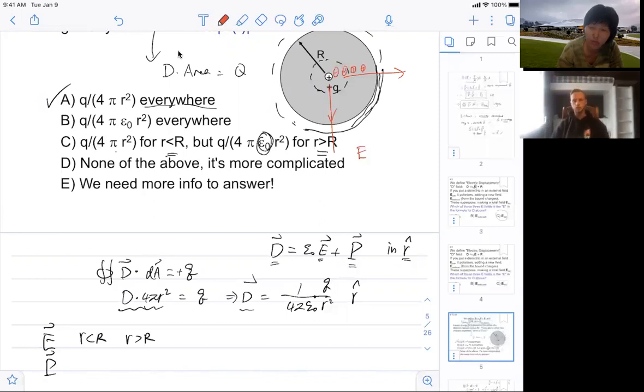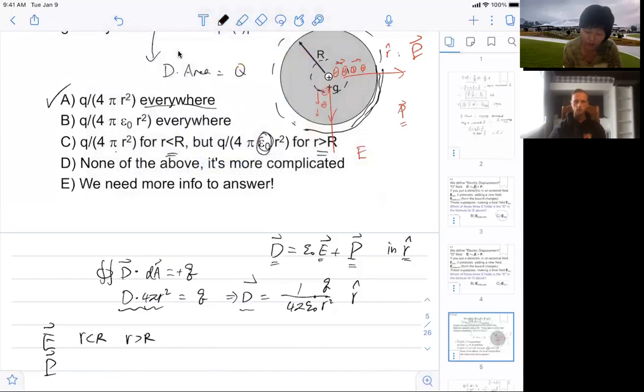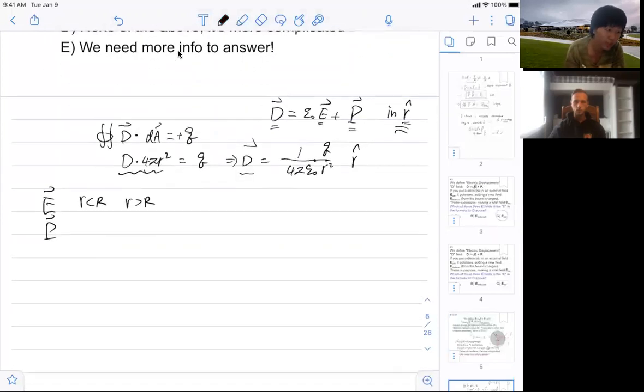These are little bound molecules. They're all going to be lined up like this. And a dipole moment, a little p, is in the direction from negative charge to positive charge, so it's in the r hat direction as well. You see that P is also in the r hat direction, so there is no conflict. D is going to be in r. And D is everywhere the same, regardless of whether you're in the material or not.